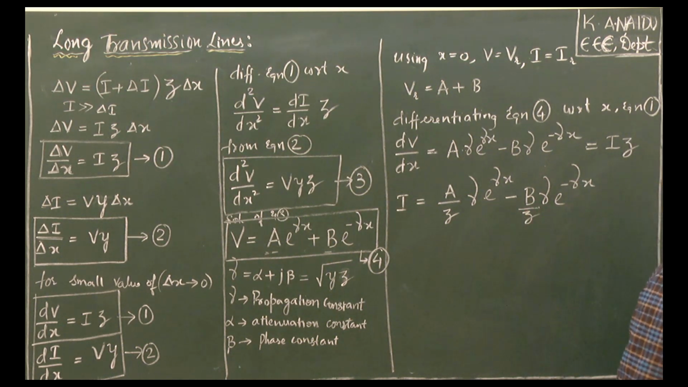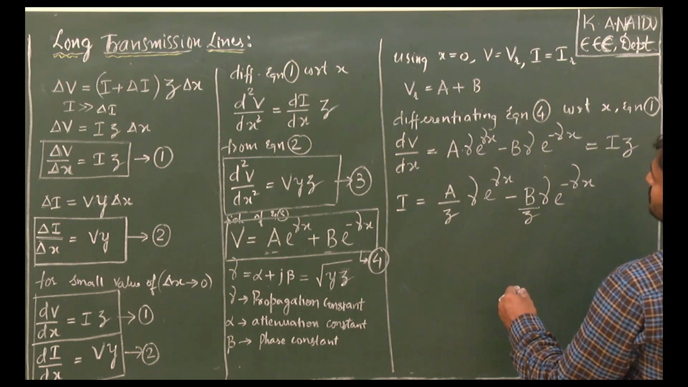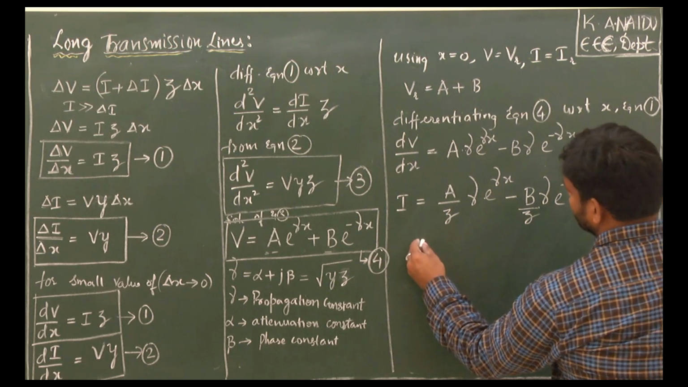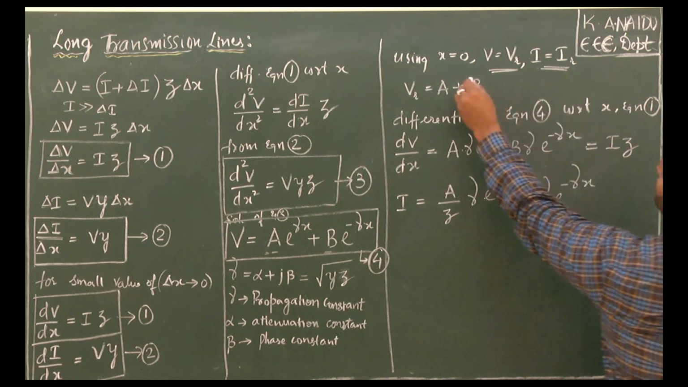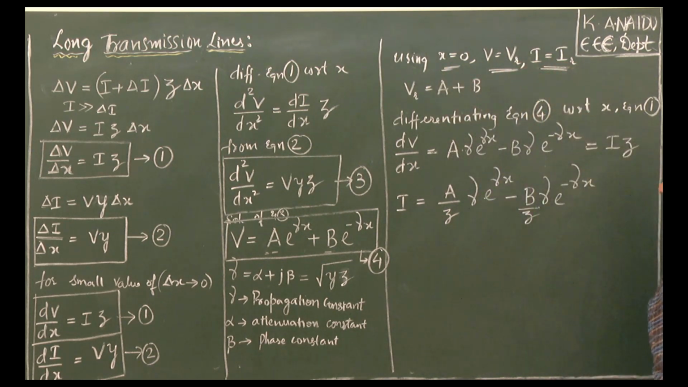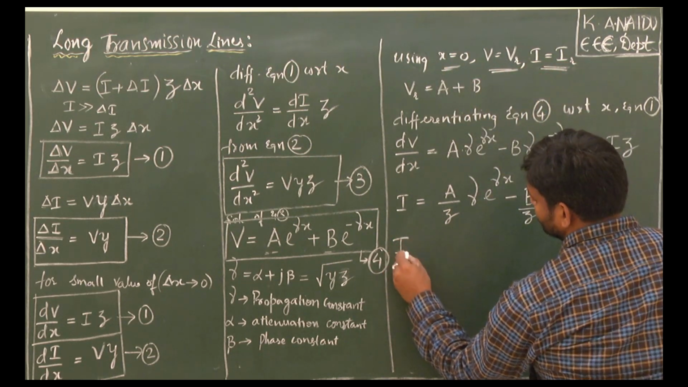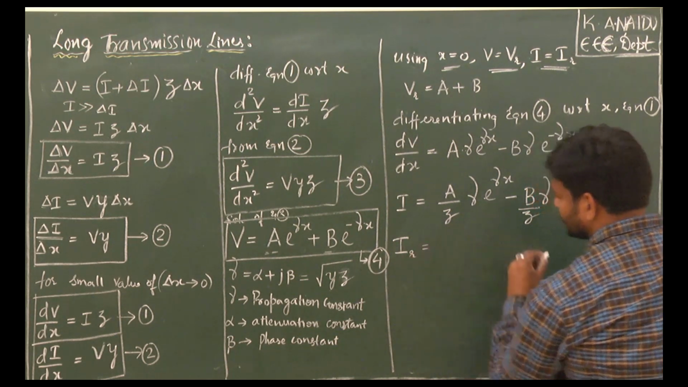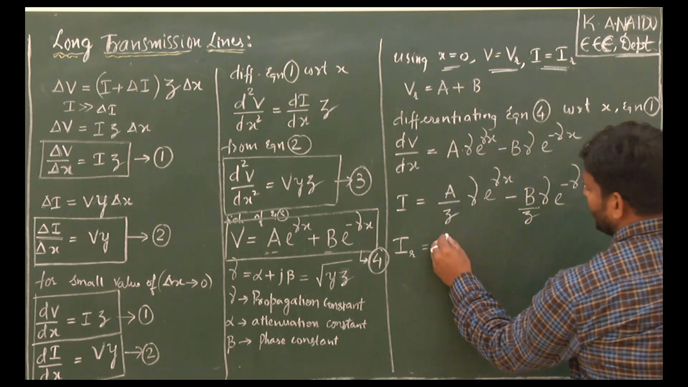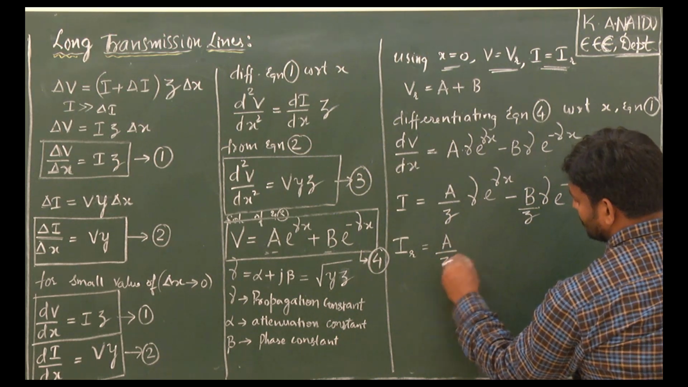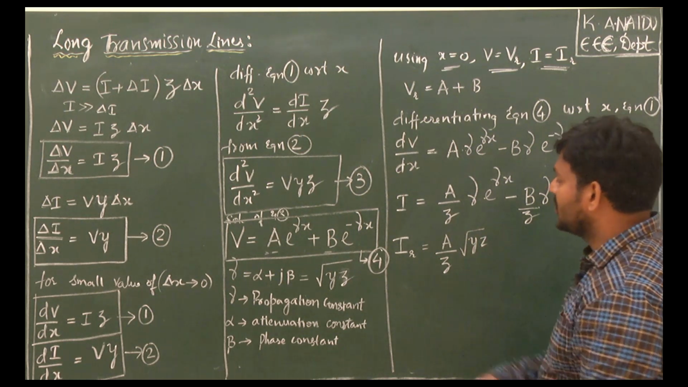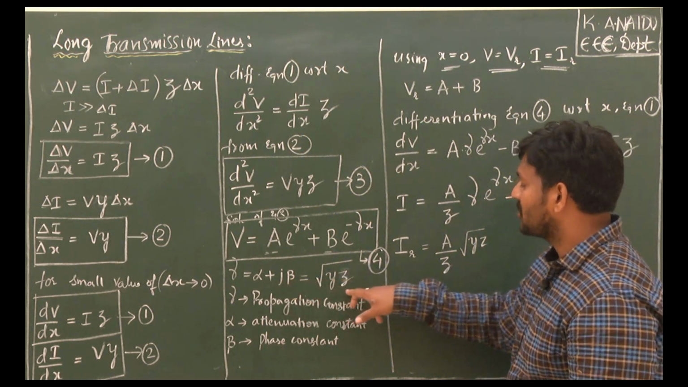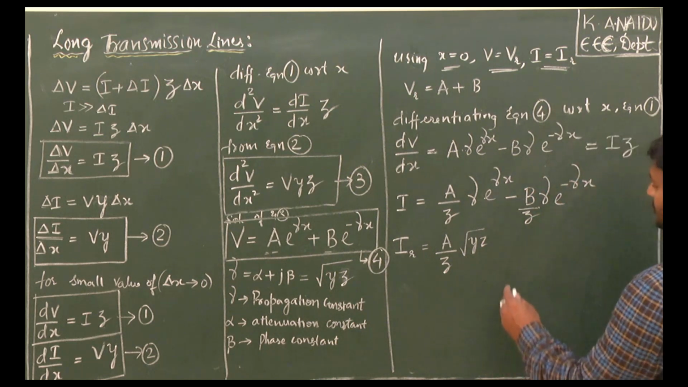Okay. So now you substitute the boundary conditions. At x is equal to 0, V is equal to V_R, I is equal to I_R. So you will get I_R is equal to A by z, gamma. Gamma is the propagation constant, which is square root of yz.